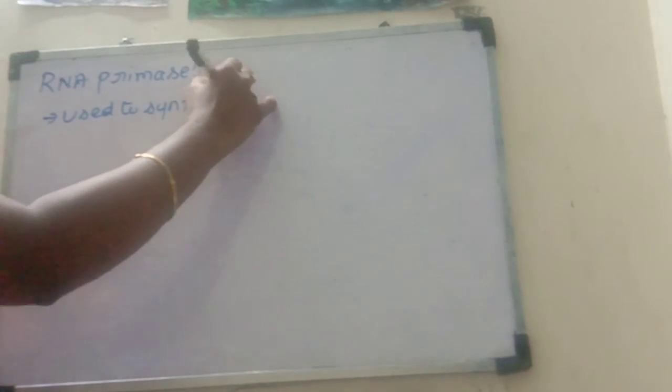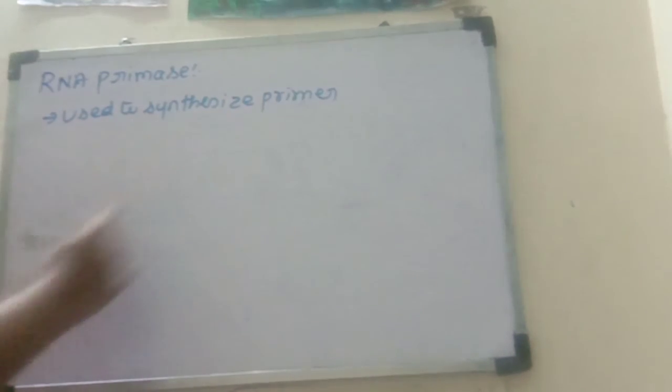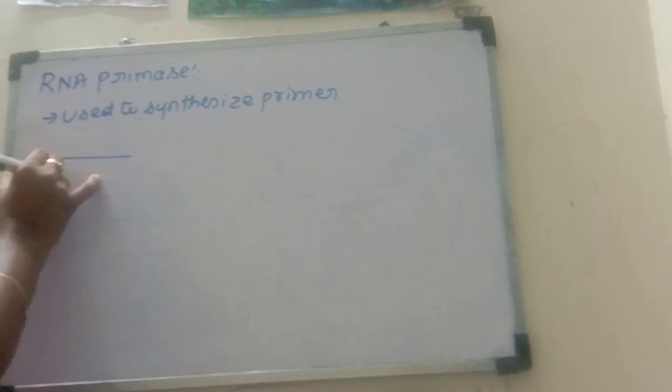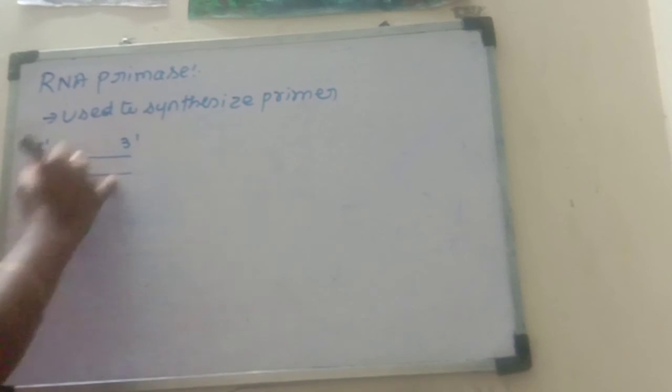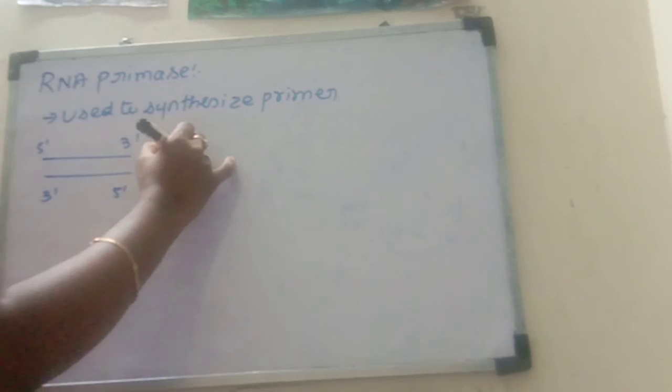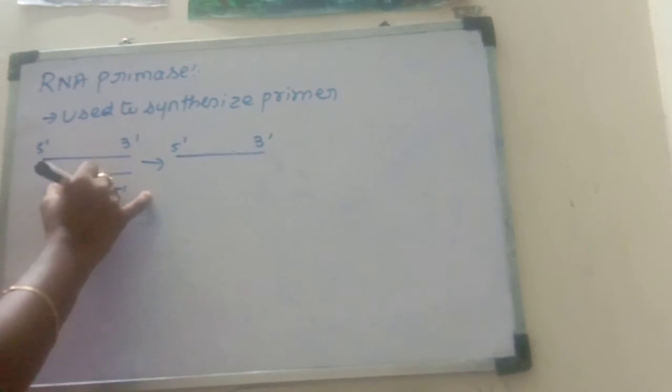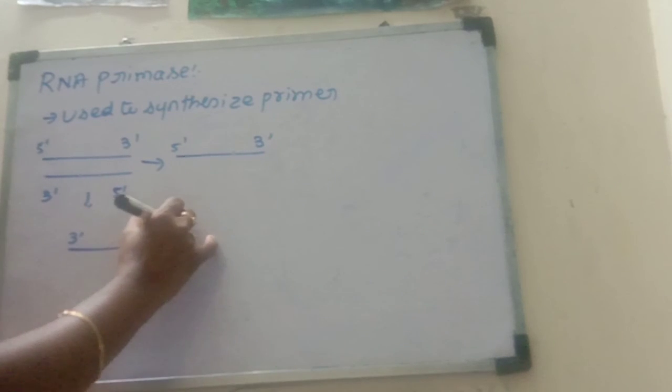The next enzyme, one more enzyme, is DNA primase enzyme, which is used to synthesize primer. So what is a primer? A primer is a short segment of RNA or DNA, a small segment of nucleotides. For example, in replication, this is one parental strand and this is the other parental strand, 5' to 3' and 3' to 5'. Both strands are first getting separated.